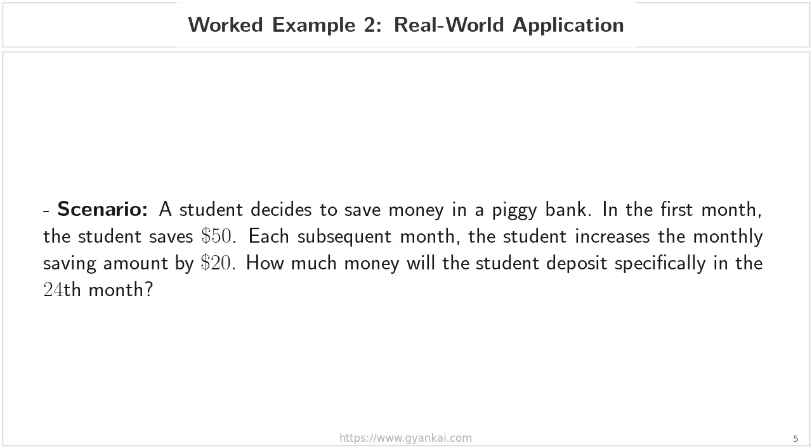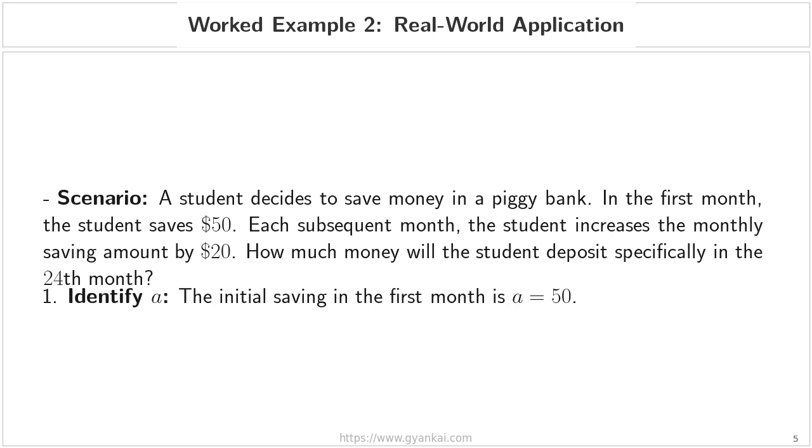Imagine a student who has decided to start saving money in a piggy bank. In the very first month, they deposit $50. To build up their savings, they decide to increase the amount they save by $20 every single month after that. Our goal here is to determine a specific value. Exactly how much money will the student deposit specifically in the 24th month?